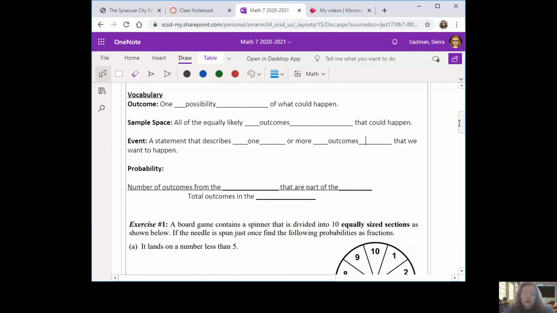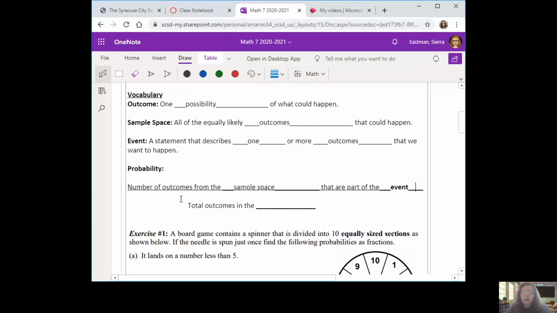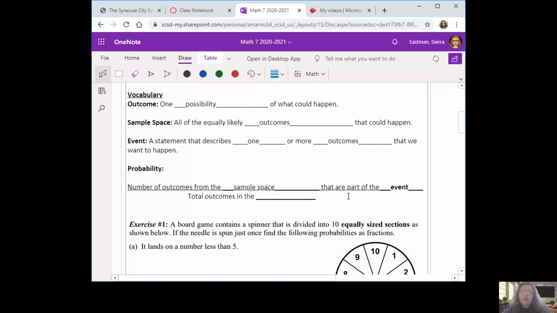And then we have our actual formula, how we're going to be finding probability in fraction form. What you want to do is have your numerator, the top number, be the number of outcomes from the sample space that are part of the event. Okay, we can only put the numerator as the number of outcomes that we want. Any outcomes that are part of the statement or the event that we want to happen. And then the bottom is just the total outcomes.